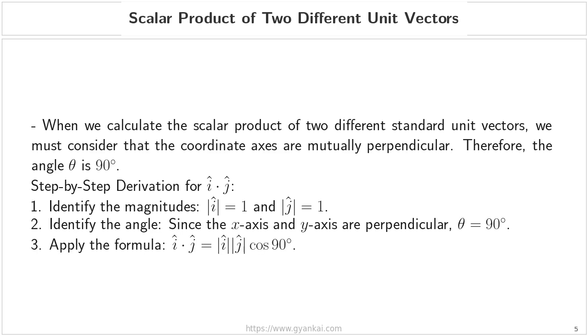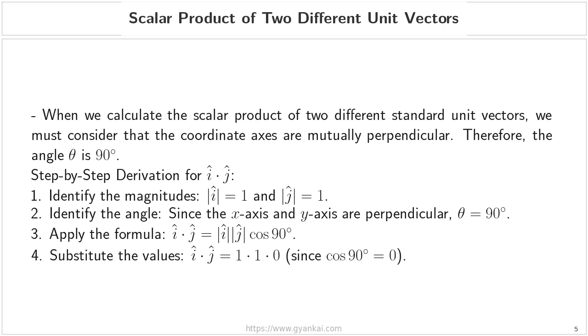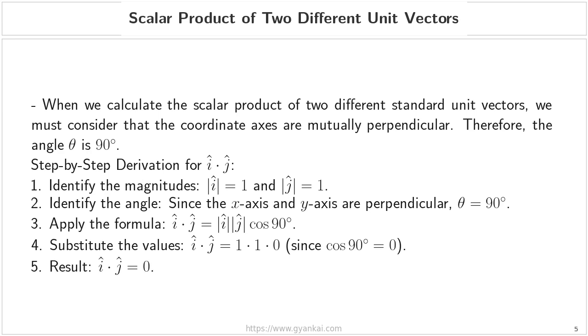Third, we apply the general formula for the scalar product that we saw on slide 3. This gives us i dot j equals the magnitude of i times the magnitude of j times the cosine of 90 degrees. Fourth, we substitute our known values into the equation. This becomes 1 times 1 times the cosine of 90 degrees. Since the cosine of 90 degrees is 0, the entire expression simplifies significantly. And finally, our result is that i dot j equals 0.